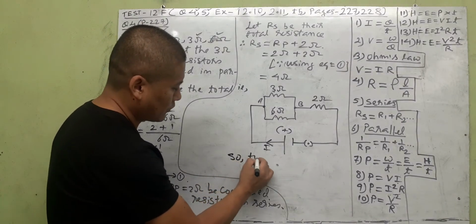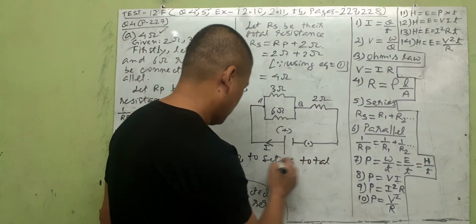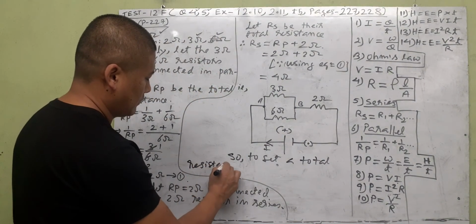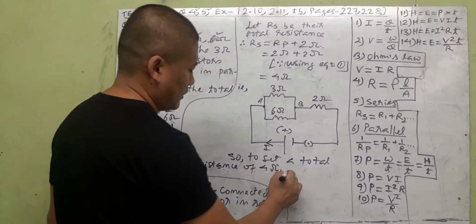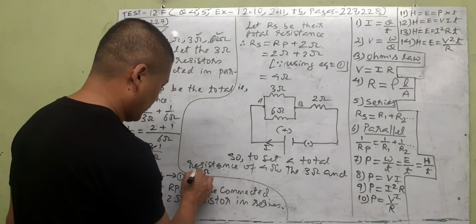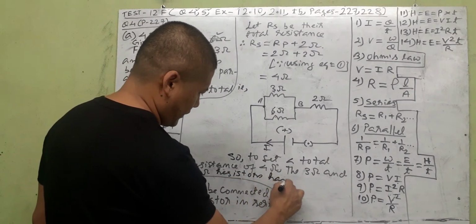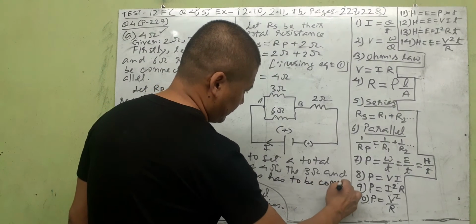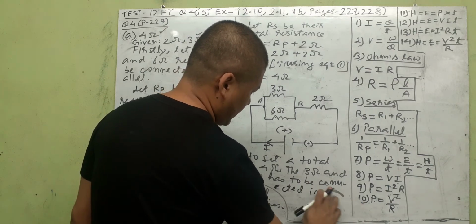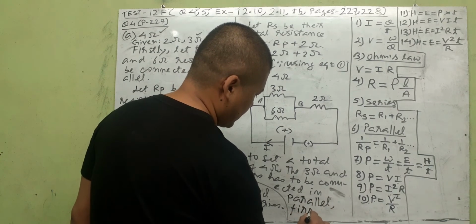So, going back to the question, to get a total resistance of 4 ohms, the 3 ohm and 6 ohm resistors have to be connected in parallel first. Let us put here a full stop.